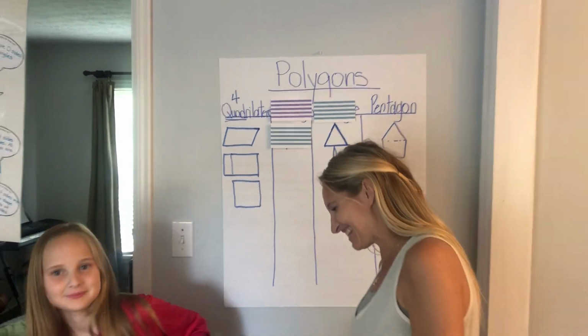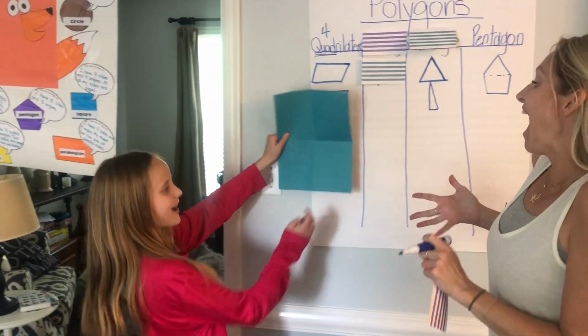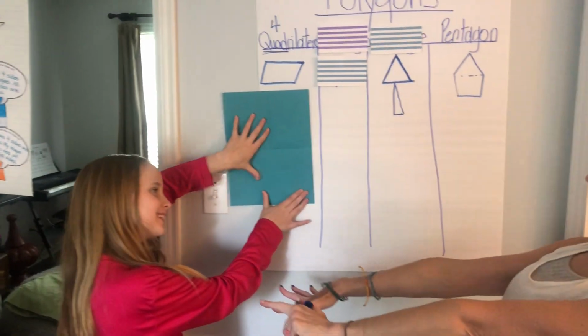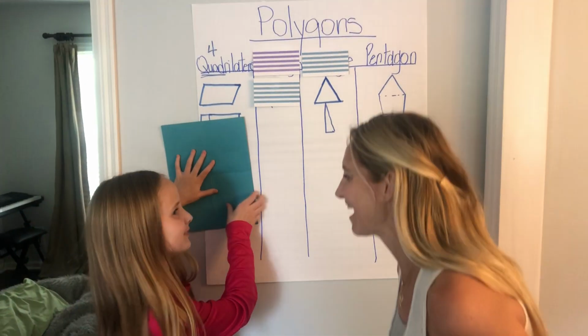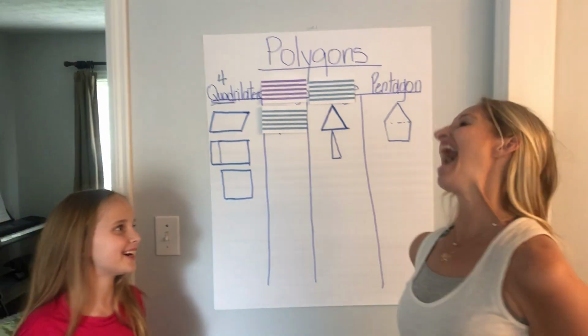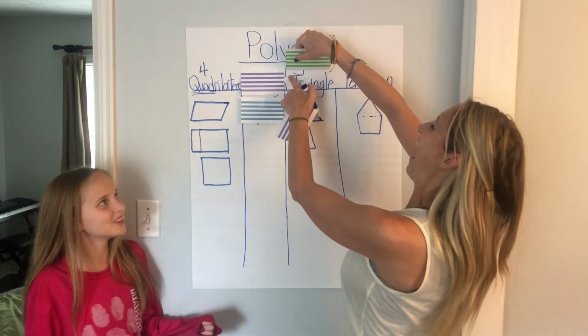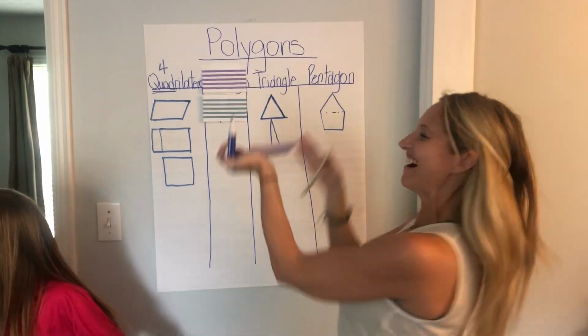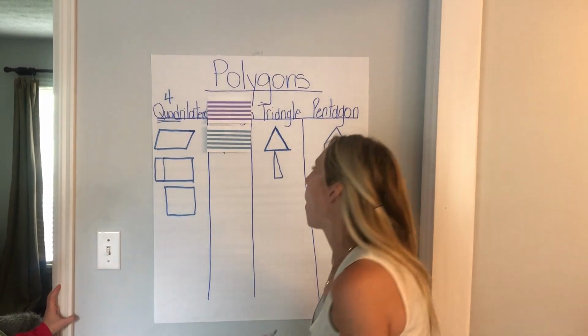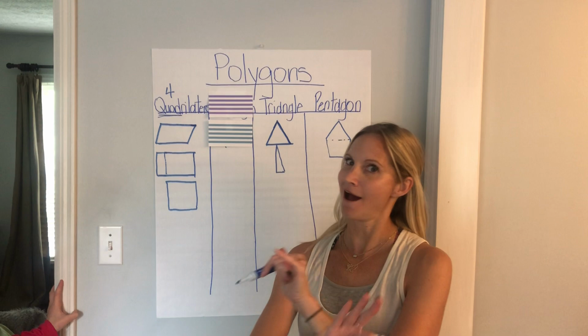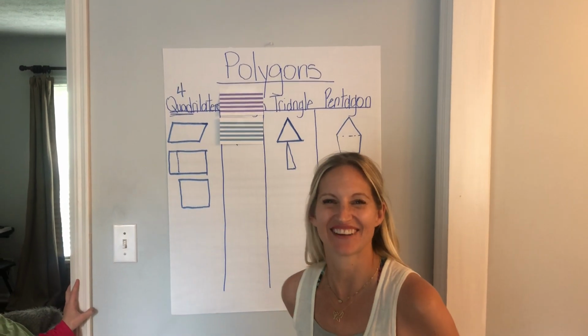All right, Caroline, let's see. I have 3 triangles. Oh, you even told us the name. So, what does your shape say? I'm a triangle. I have 3 sides and 3 angles. You are. My sides are not always equal. Oh, your sides are not always equal for a triangle.